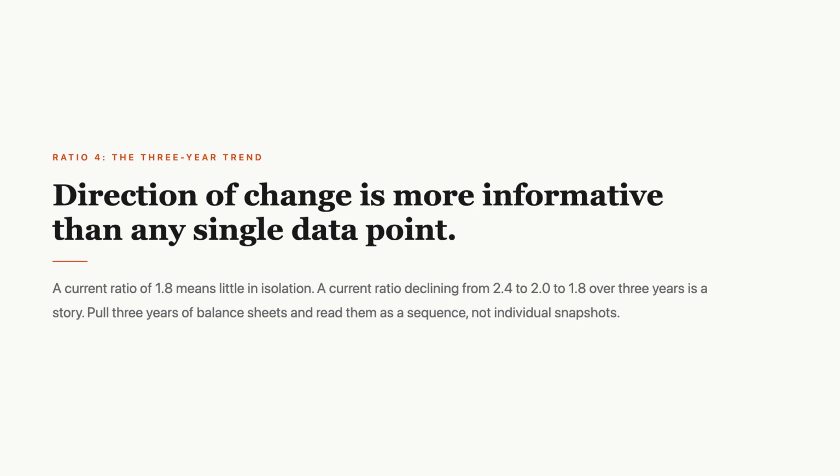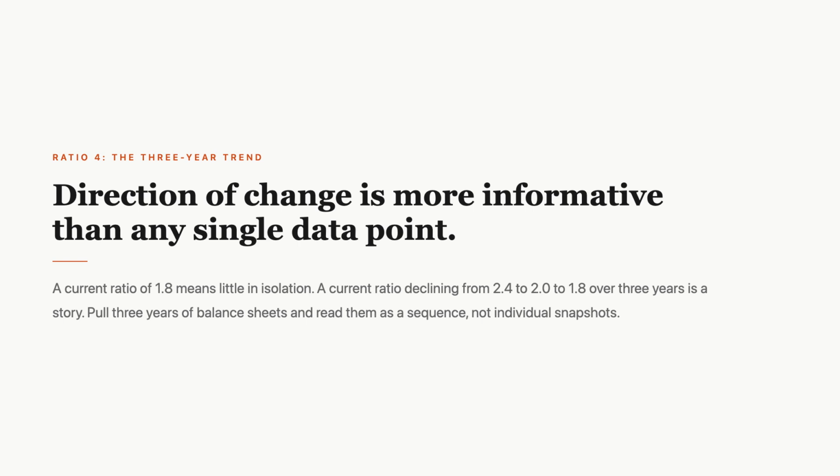Are accounts receivable growing faster than revenue? That last signal is subtle but important. It can mean the company is booking sales it hasn't collected, which inflates reported revenue without producing real cash. The trend is the fourth ratio, and in many cases it's the most honest one.